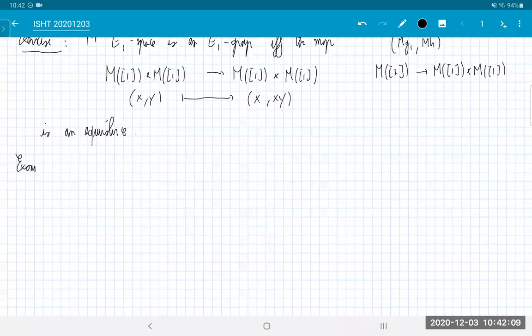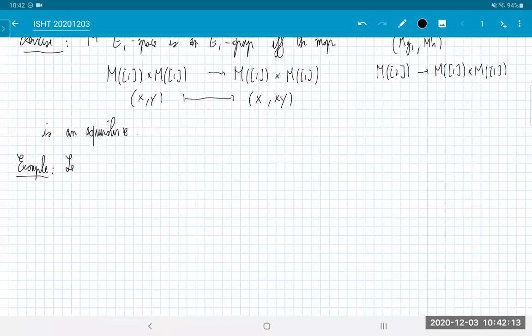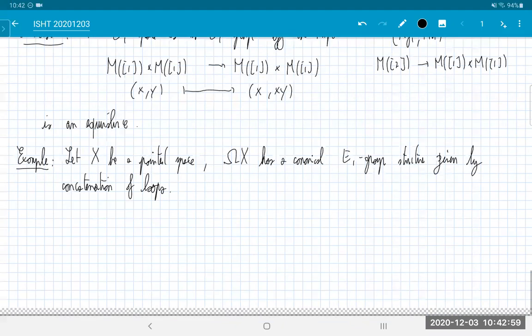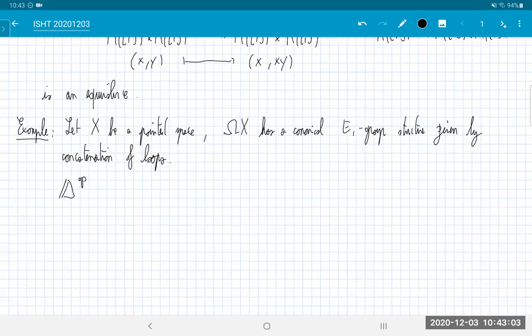So, example. Let X be a pointed space. Then omega X has a canonical E1 group structure given by concatenation of loops. Oof, can't write. I'm going to define it, but okay. And in fact, the main theorem of today is that this is going to be the only example of E1 groups. Every E1 group is going to be of this form. And okay, how do we construct this? I need to construct a functor from delta up into spaces.